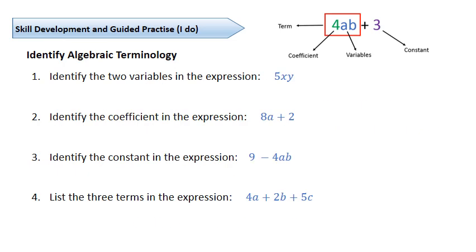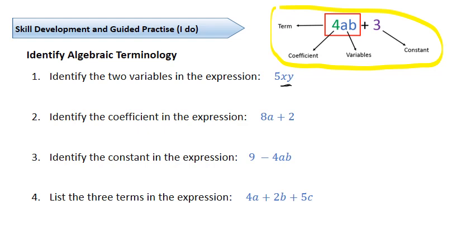Alright, using what we just copied down before, I want you to have a look at these. We're going to identify the two variables in each one of these expressions. So a variable, if you look back up here to our example, is the a and the b. So in this next one down here, it's going to be the x and the y.